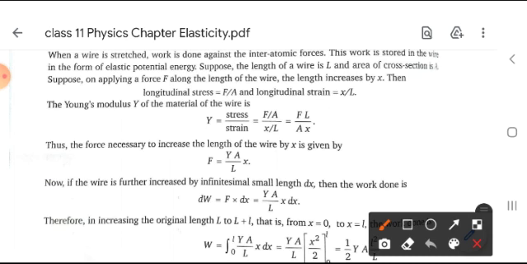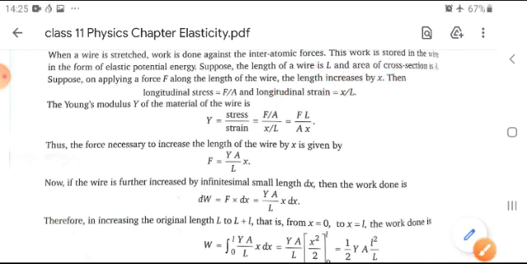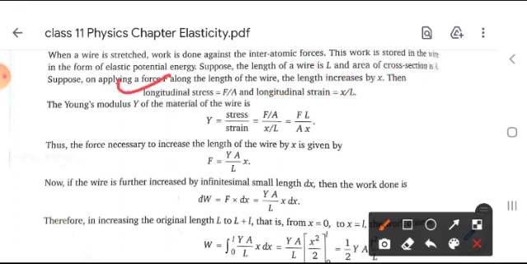When a wire is stretched, work is done against the interatomic forces. This work is stored in the form of elastic potential energy. Suppose the length of the wire is capital L and area of cross section is capital A. Suppose on applying a force F along the length of the wire, the length increases by x. So longitudinal stress is F upon A, and longitudinal strain is x upon L.